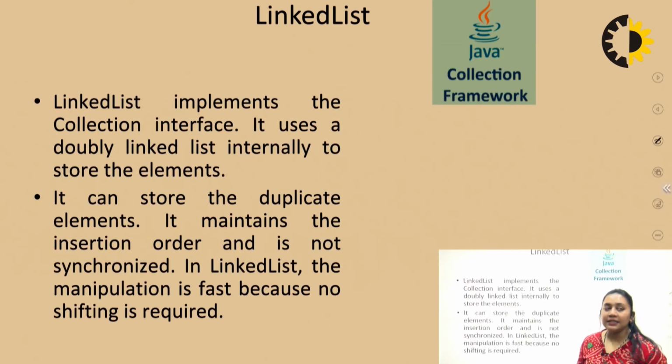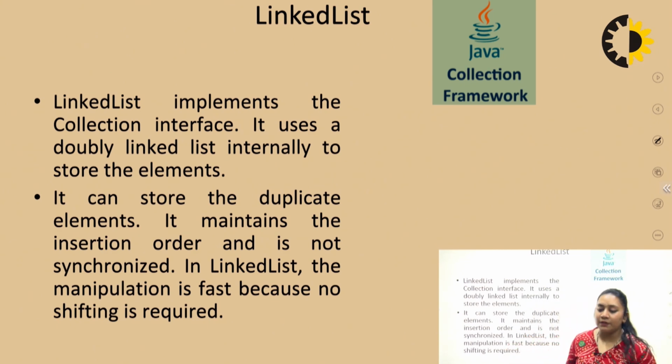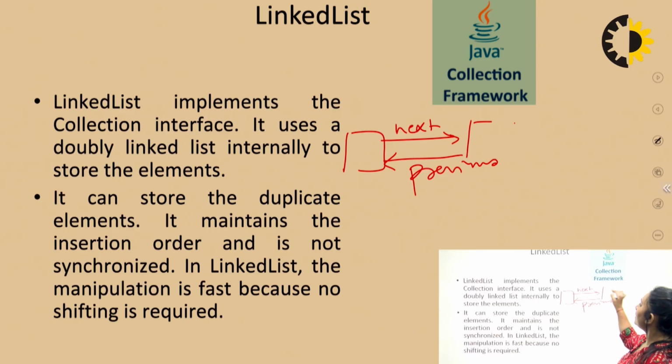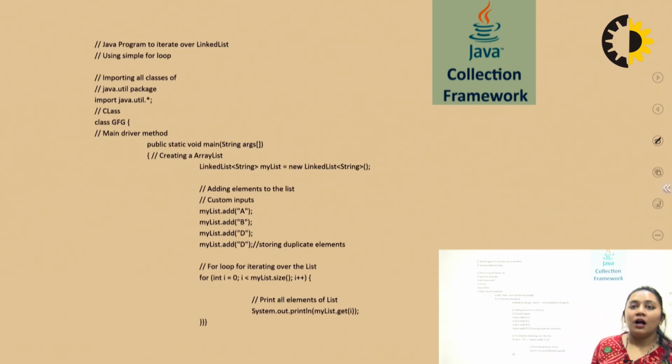Let's understand the next one, which is the linked list. It can be implemented in the collection framework, and it also uses a doubly linked list. So in this we will use either a single pointer or a double pointer. The single pointer points to the next element, and the double pointer is used for the previous element. So this is the type of linked list we have discussed in data structures. Let's understand with an example.